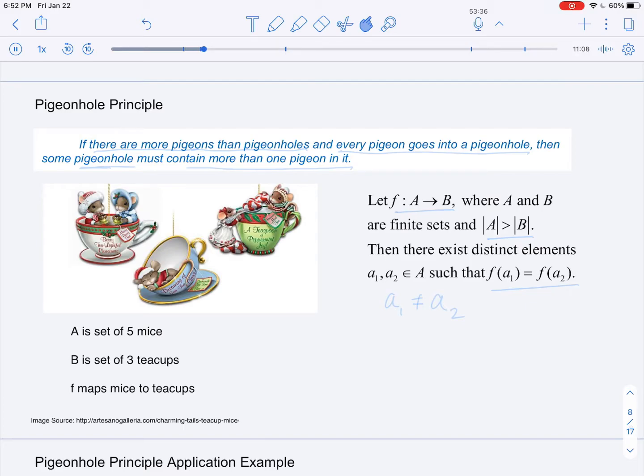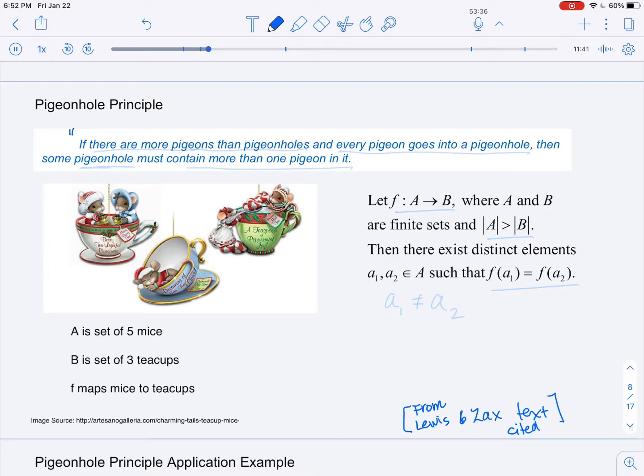But it turns out we can formalize this idea by just using sets and functions. So let's see what this statement is with more precise mathematical notation. Let f be a function from A to B, where A and B are finite sets, and the size of A is greater than the size of B, or the cardinality of A is greater than the cardinality of B. Then there exist distinct elements a1 and a2 in the set A.